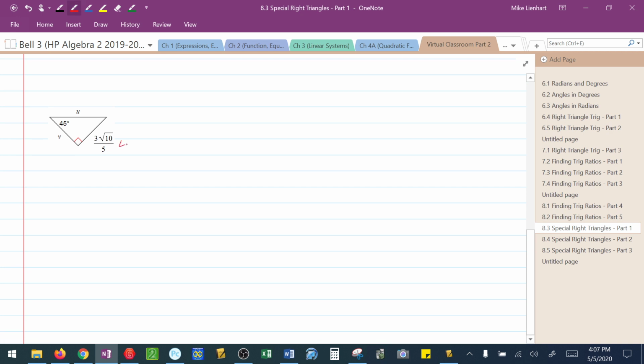I recognize that they give me a leg. It's a 45, 45, 90. So I know that I have to find U and V. Now V is the other leg, so that's going to be 3 square root of 10 over 5. Now let's take that 3 square root of 10 over 5. We're going to multiply this by the square root of 2, which is the same as the square root of 2 over 1. This simplifies to 3 square root of 20 over 5.